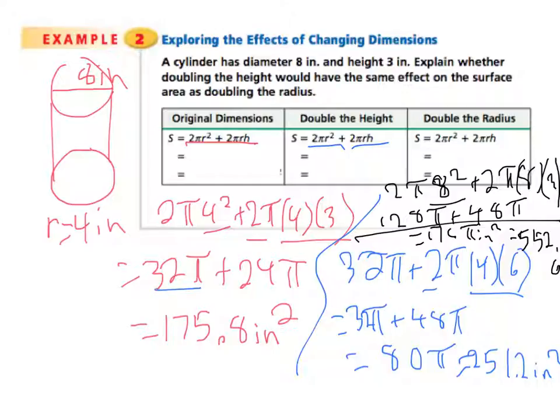So when we double the height, it's a change of about 100. And if we double the radius, then it almost doubles everything.